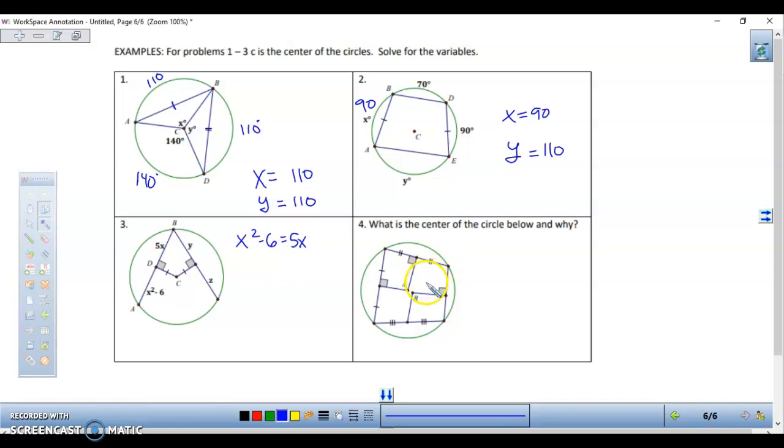All right, and then over here, which one is the center? Now remember, a perpendicular bisector of a chord contains the center. This is perpendicular, but not necessarily a bisector. This is a bisector, but not necessarily perpendicular. So it's not B. A will be the center, because it contains two perpendicular bisectors of chords.